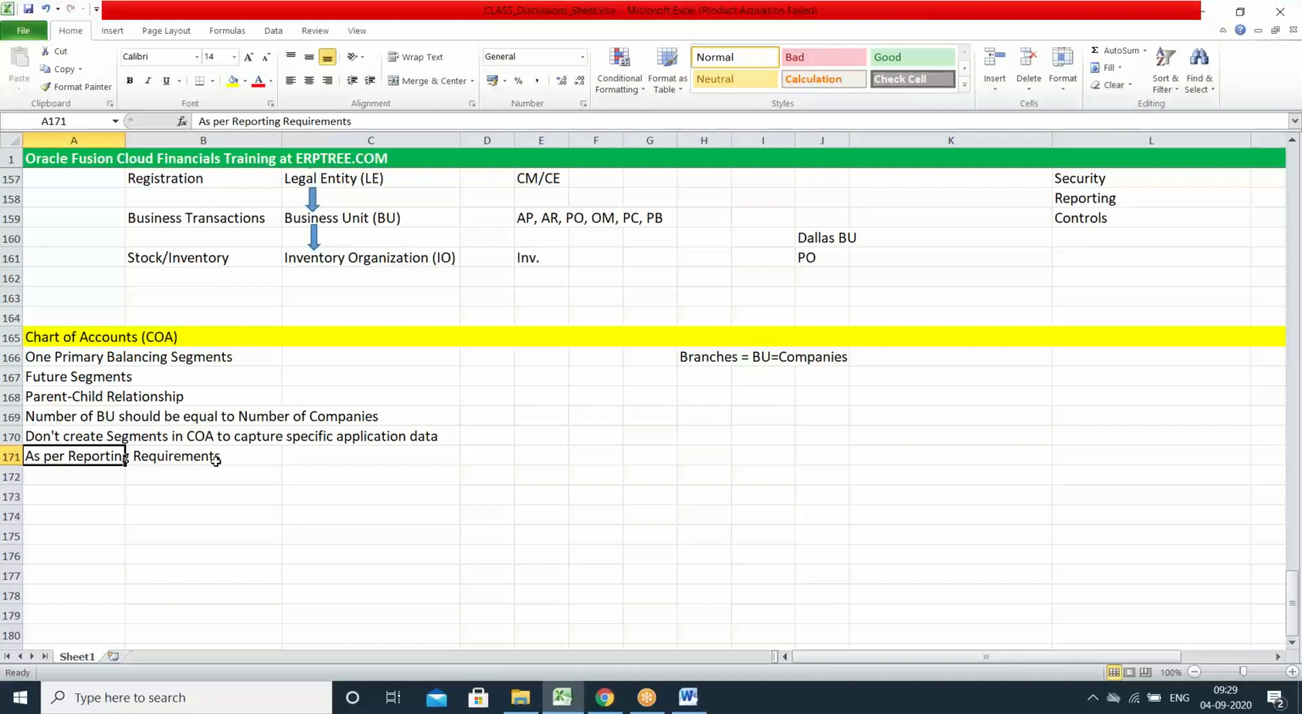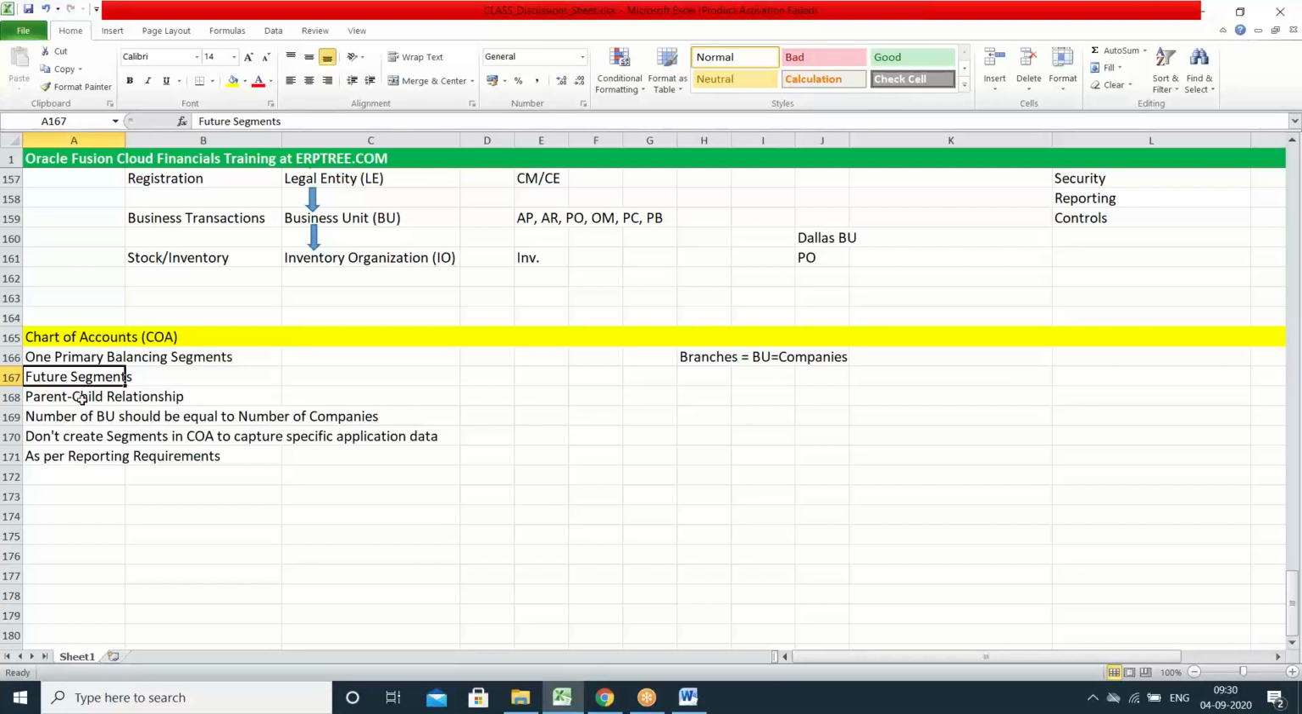When you are creating the chart of accounts, you have to choose one segment as the primary balancing segment, so that at segment level you will be able to produce the reports. Of course, other segments also support reporting. And make sure that you have future segments in the chart of accounts. If you don't suggest future segments to the client, and in future the client requires new segments, you cannot easily add them. If you add, that will create many issues. That is the reason always suggest future segments.